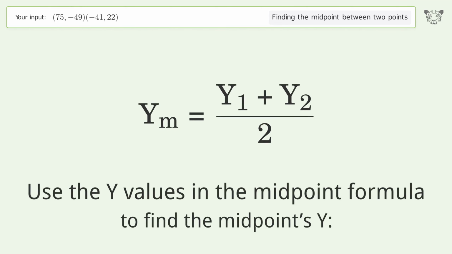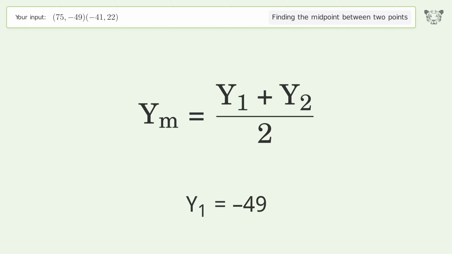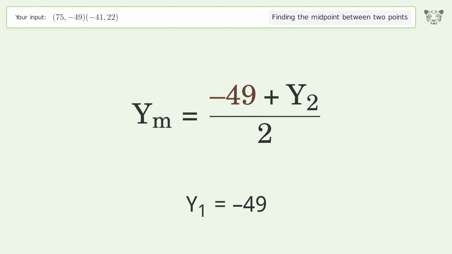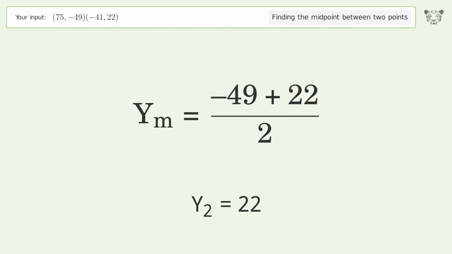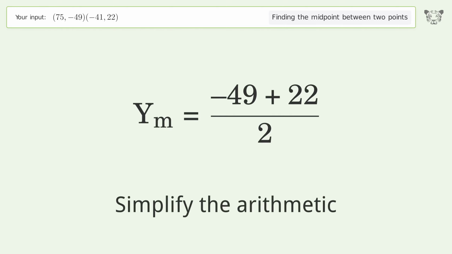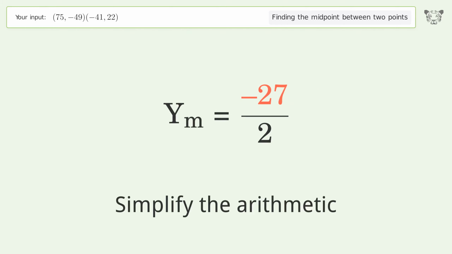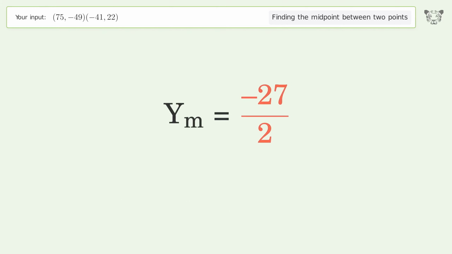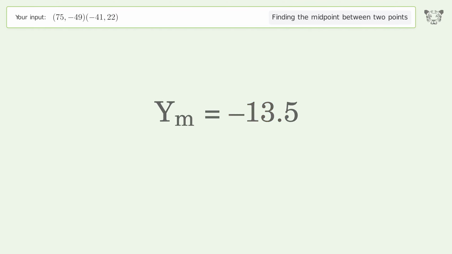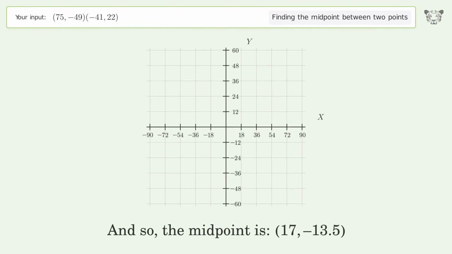Use the y values in the midpoint formula to find the midpoint's y. y1 equals negative 49. y2 equals 22. Simplify the arithmetic. And so, the midpoint is 17, negative 13.5.